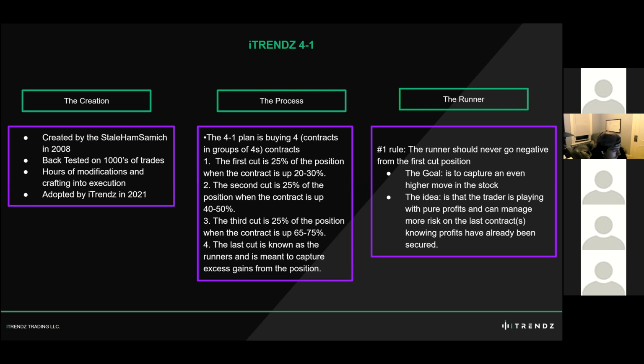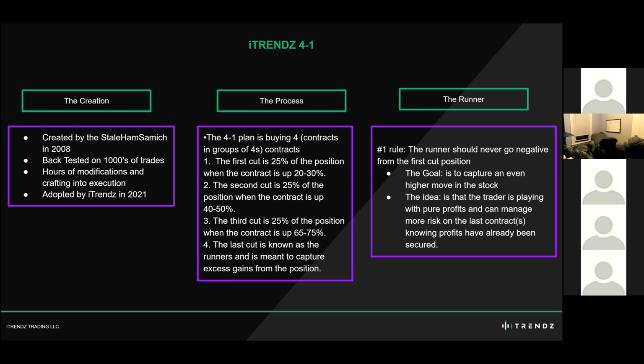I mentioned this on day one. This is the iTrends 4-to-1. This is our developed trading plan. This is what I use. This is what a lot of traders in our Discord and our community use. I created this personally back in 2008. It's more than 1,000 trades that have been backtested. We've been modifying it and executing this just to craft it so it works perfectly. iTrends really picked it up in 2021, and ever since we've been implementing this, we've created at least over 100 traders successfully using this method, understanding this method. And if you grasp it down, it makes taking your profit and staying consistent really, really easy.